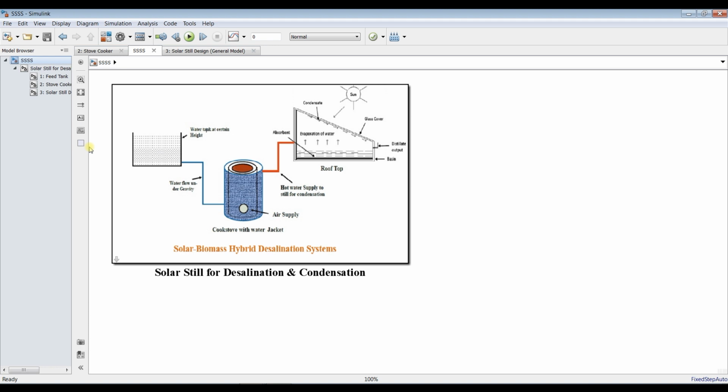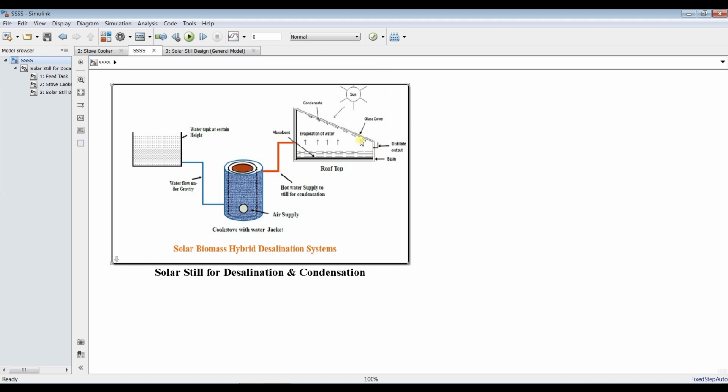What is our model today? What are our main components? Our components are a storage tank or feed tank, let it be a brine feed tank, and we have some kind of heat exchanging with a stove cooker. This is a stove cooker for cooking, and it's supposed to utilize biogas. For cooking, we can make some kind of water jacket in order to transfer heat from the stove cooker in order to reheat the brine going to the solar still.